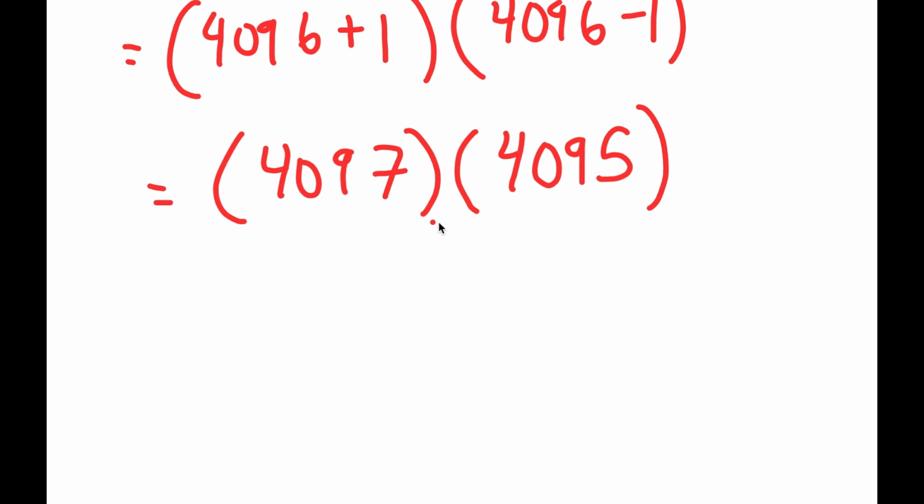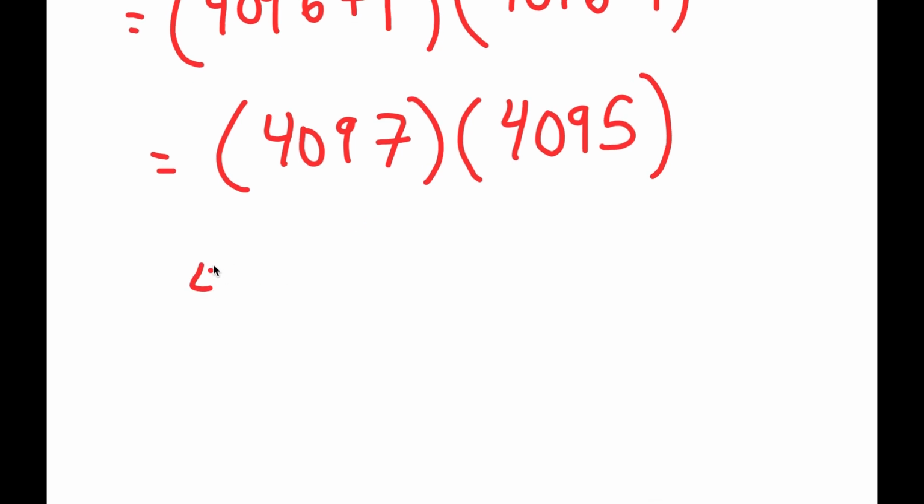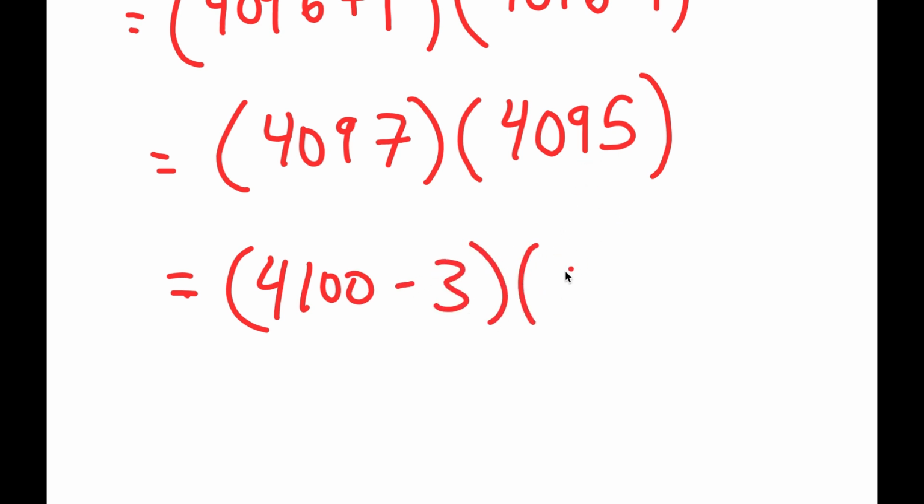And because we can't use a calculator to solve this problem, what most people would do in this case is just multiply these numbers the normal way. And this is really time consuming, and it's really easy to make an error. So this is not the right way. So a better method to solve this problem is I'm going to rewrite 4097 as 4100 minus 3 and 4095 as 4100 minus 5. So it's always better to rewrite these as a number that has a 0 at the end.